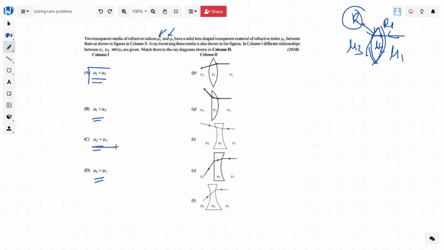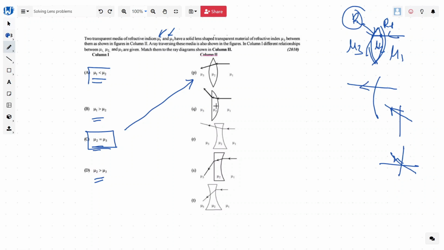So let's look at a simple one. Let's say when mu2 is equal to mu3. If mu2 is equal to mu3, then no refraction will happen over here, doesn't matter what the shape is. The ray of light is going to pass straight if the refractive index is the same. So let's see on this interface between mu2 and mu3 where the ray of light is passing straight. Look over here, the ray of light is coming like this, getting refracted, and now it's passing straight. So mu2 equal to mu3 is this one.